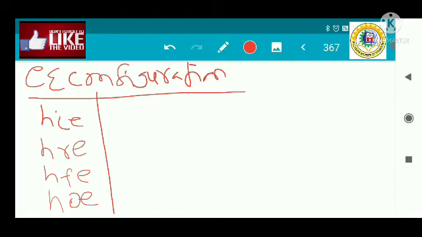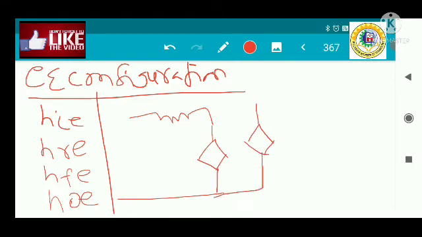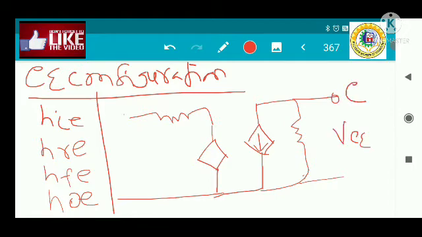Okay, now I'm just drawing the model like this, the H parameter model. So there is a resistance, there is a voltage source here, there is a current source here, and there is a resistance here. So this is your VCE, collector terminal, base terminal, and this is your emitter terminal, which is common. Okay, so this voltage is VB.